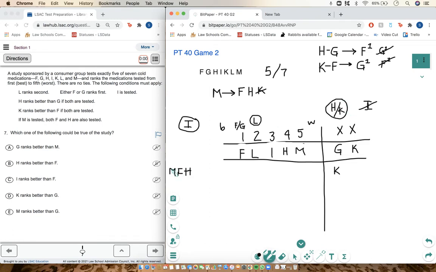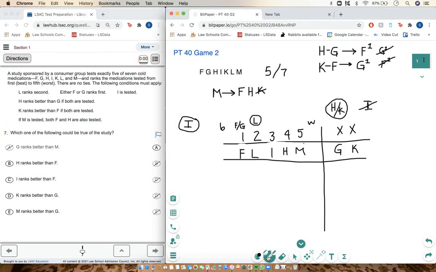And then they're telling us that G ranks better than M. So G has to be one of the things that we have. And then we need to have I on this side. And then we need to have L because L ranks second. Does this work? No, because we all of a sudden have 6 things that we're trying to put in. So this situation is not going to work. We can cross out A.